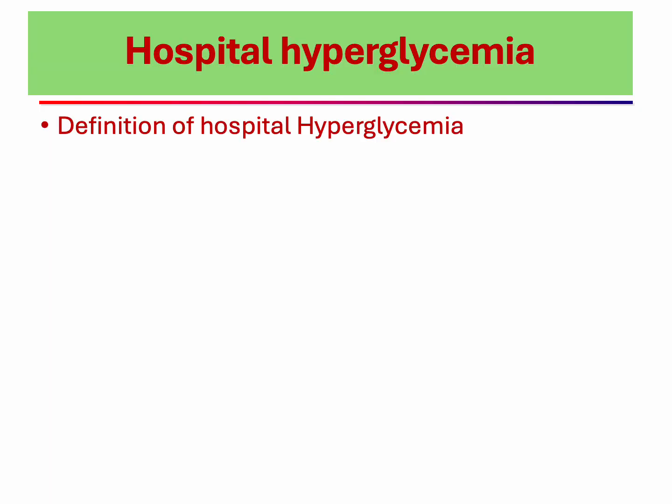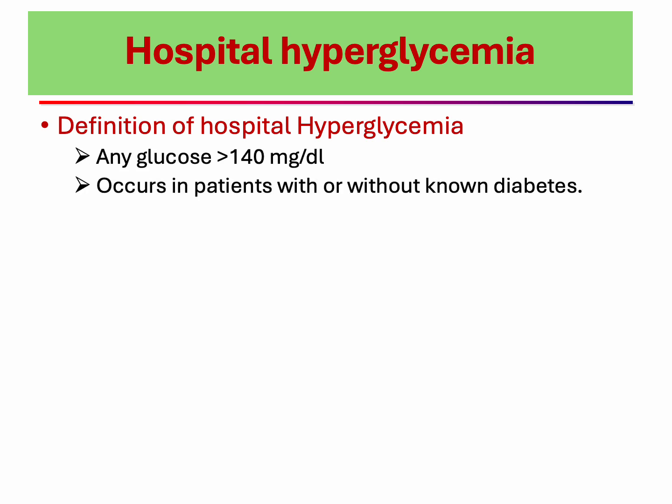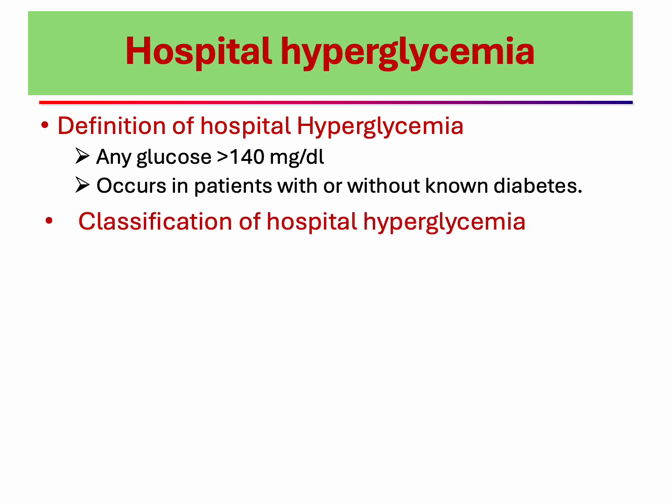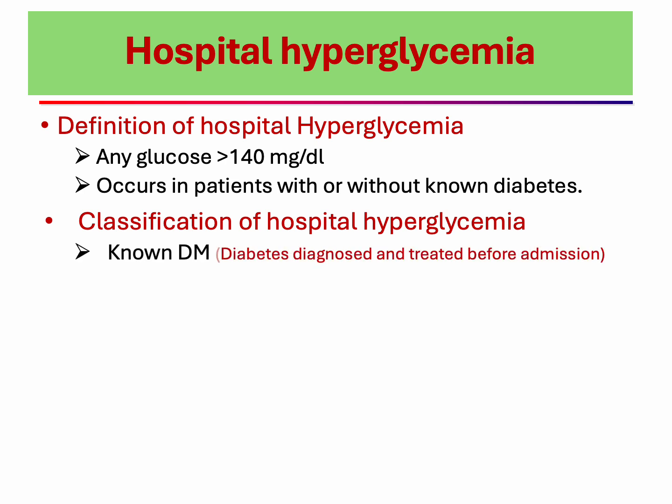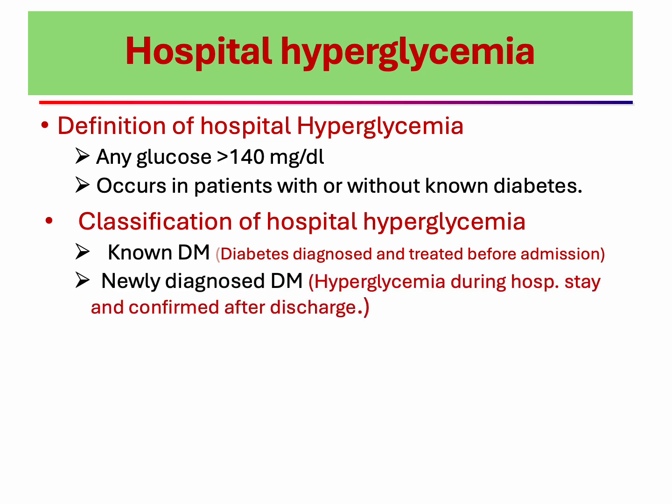So let's go now to the definition of hospital hyperglycemia. It is any glucose level above 140 milligrams per deciliter and occurs in patients with or without known diabetes. Now next is the classification of hospital hyperglycemia. Number 1, known diabetes, diabetes diagnosed and treated before admission. Number 2, newly diagnosed diabetes, that is hyperglycemia during stay and confirmed after discharge, meaning existing but unrecognized diabetes.